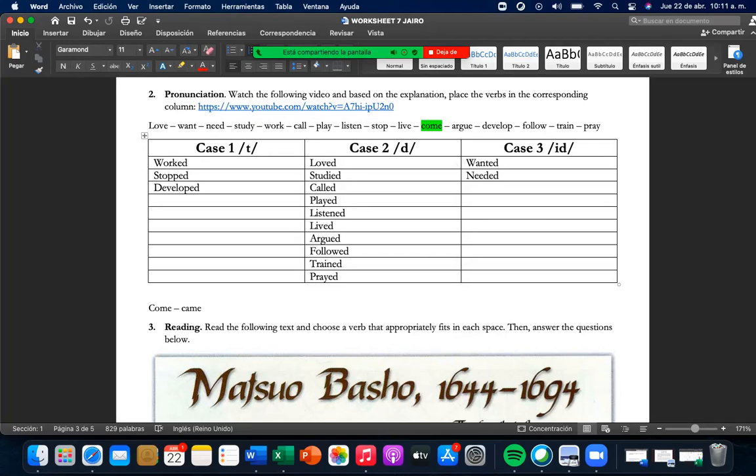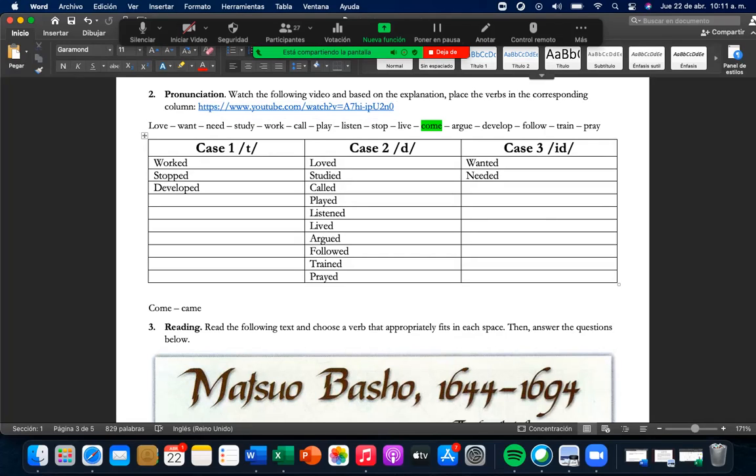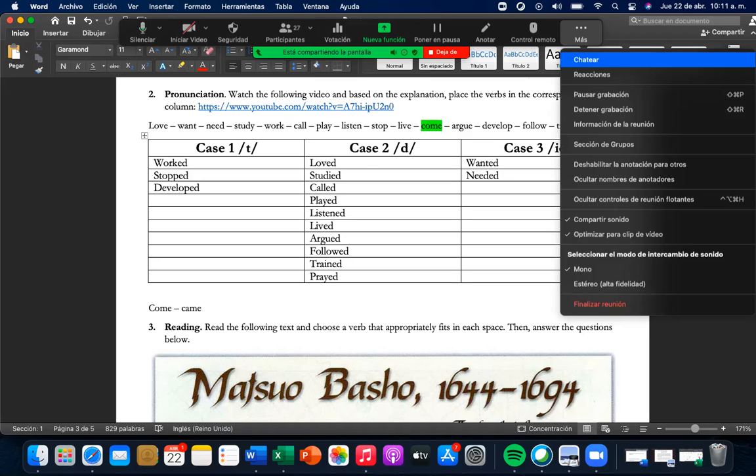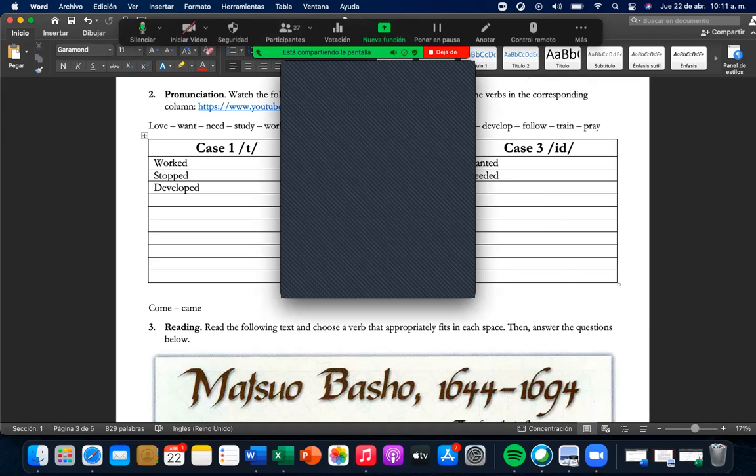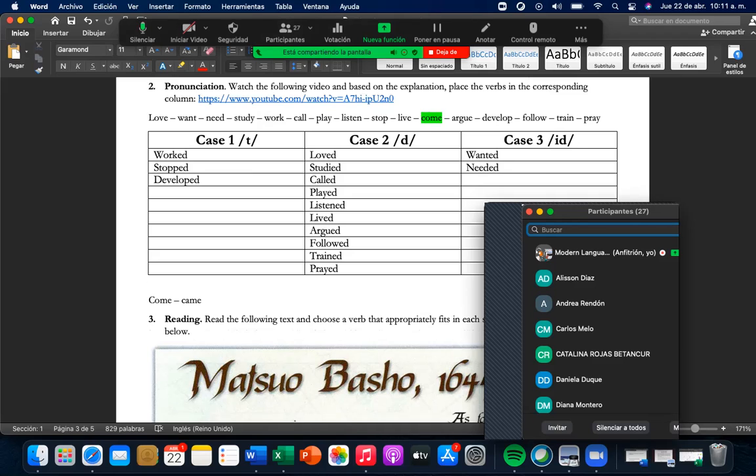Great and clear. So we're going to begin with a short oral quiz at this moment. This is not going to be graded at this moment. No vamos a calificar en este momento, pero sí vamos a evaluar. Vamos a ver cómo estamos pronunciando todos. Y voy a pedirle el favor a algunos que me ayuden a pronunciar estos verbos de este cuadro.